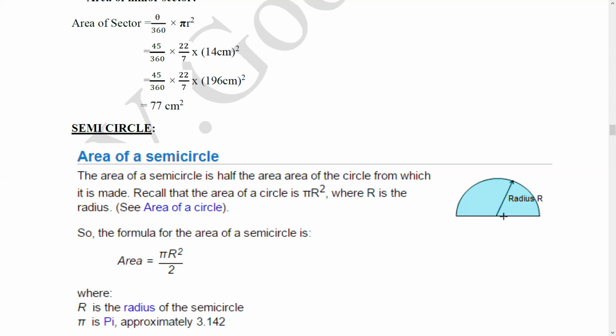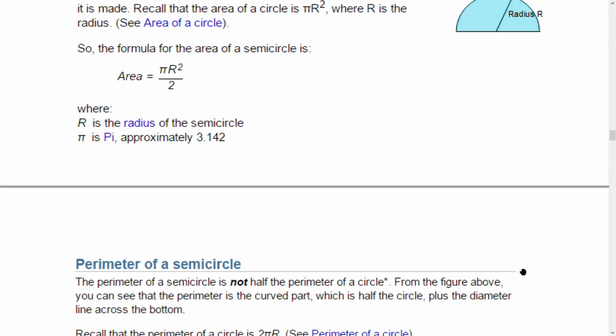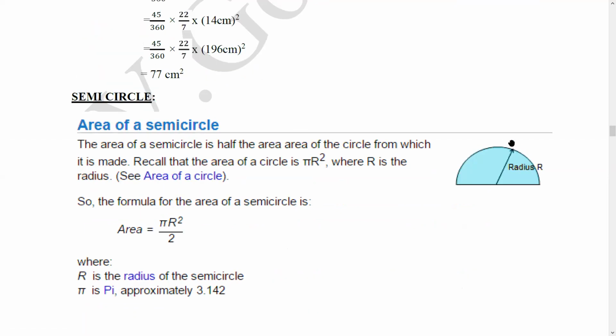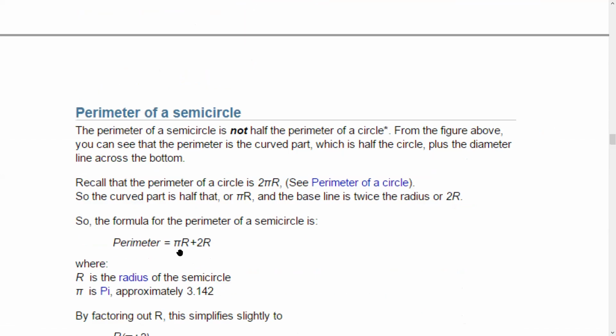Yes, sir. Okay, again, pi r will be here, and then 2r is this here. So you combine them, you get pi r plus 2r. You could just say the diameter. Yeah, well, yeah, you can say that too.